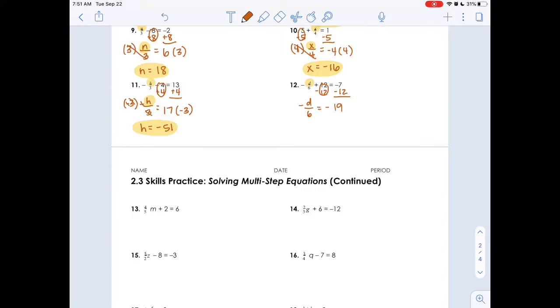I once again want to get rid of the negative and the 6, so I'm going to multiply by a negative 6. It'll cancel both the negative and the 6, leaving me with the d. If I multiply by negative 6 there, I must also do it here. A negative times a negative will give me a positive 114.